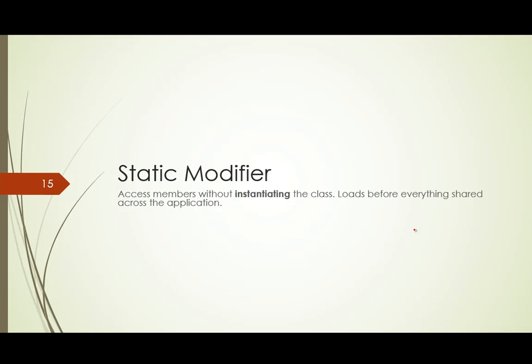Two things that you should remember: static members can be accessed without instantiating the class, and static modifier members are loaded the first time the application is run. So if you have a static variable or static object in your application, it will be shared across every user. That's the summary. So let's really dive into it.